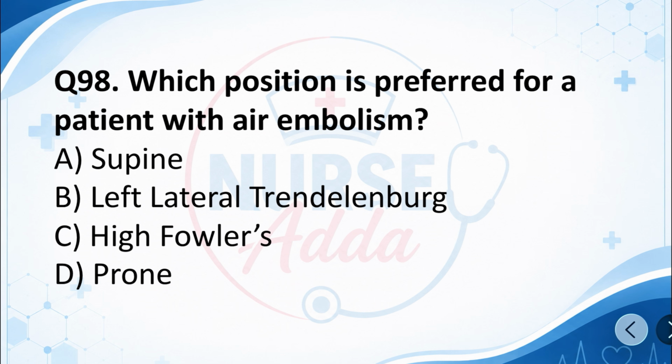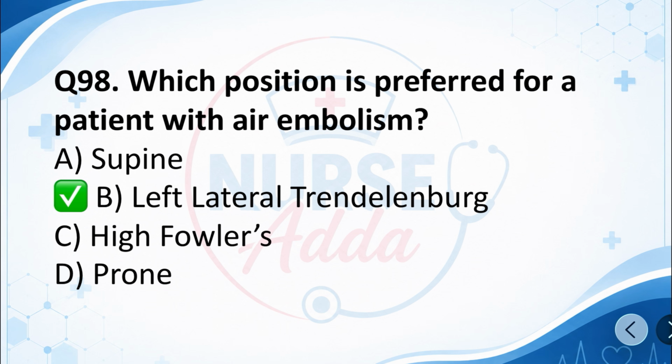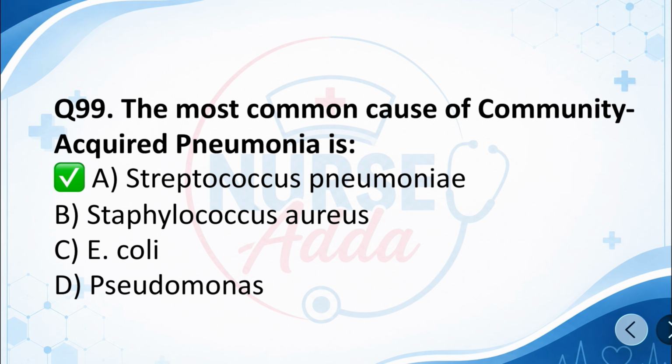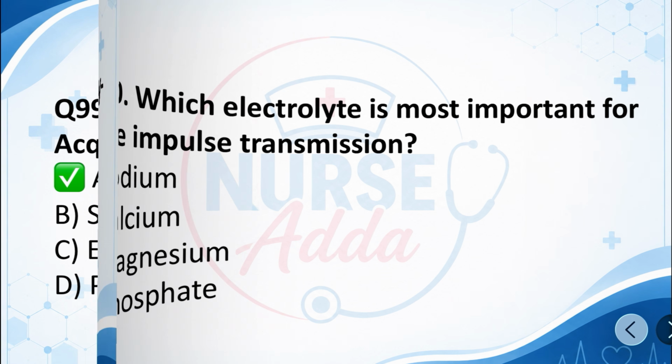Next one, which position is preferred for a patient with air embolism? The right answer is option B, left lateral Trendelenburg. Next question, the most common cause of community acquired pneumonia is? The right answer is option A, Streptococcus pneumoniae.